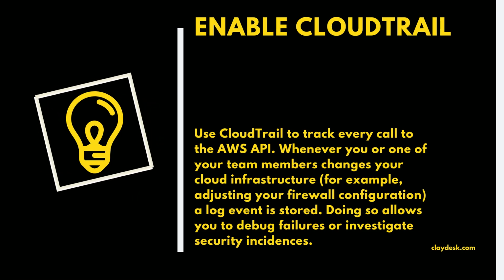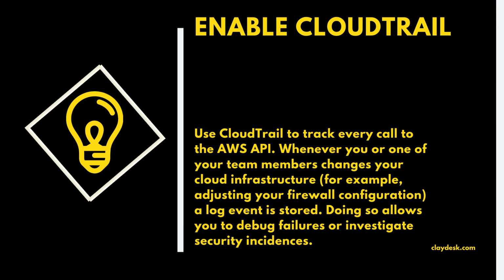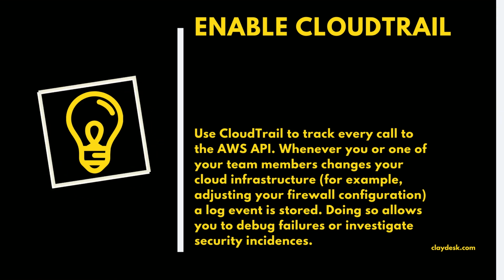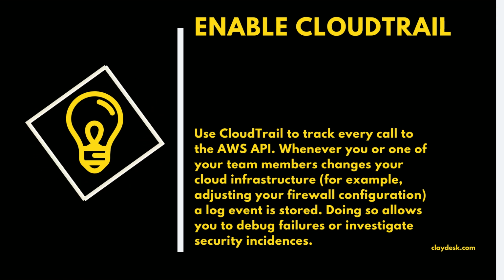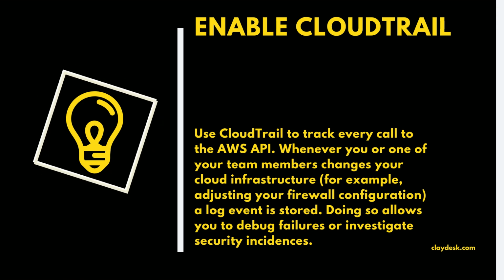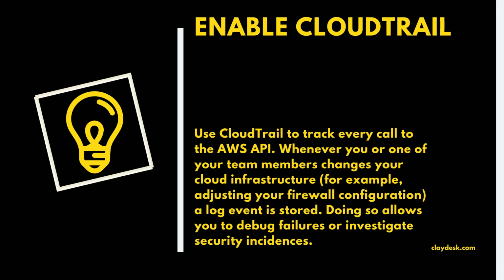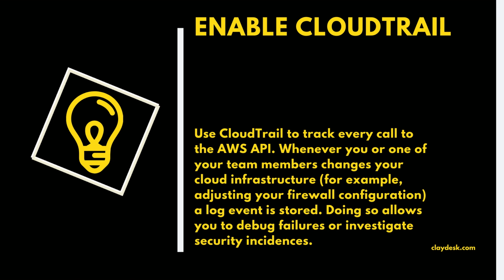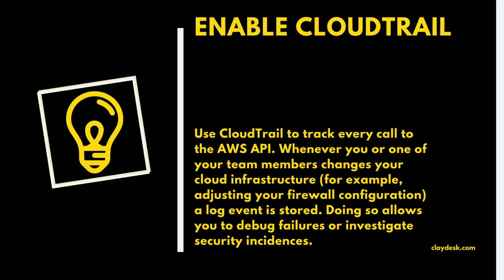All right, let's go on to the next, which is enabling CloudTrail. Pretty much everyone forgets, right? Every time you log on to your management console, make sure of this. It's a neat little tip and, of course, a trick as well, because you can use CloudTrail to track every call to the AWS API.